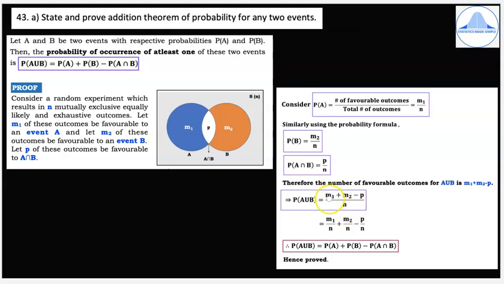Then each term in the numerator will be divided by n. So you'll get m1 by n plus m2 by n minus P by n. So m1 by n is nothing but P of A. m2 by n is probability of B and P by n is probability of A intersection B. So we get P of A union B is equal to P of A plus P of B minus P of A intersection B.